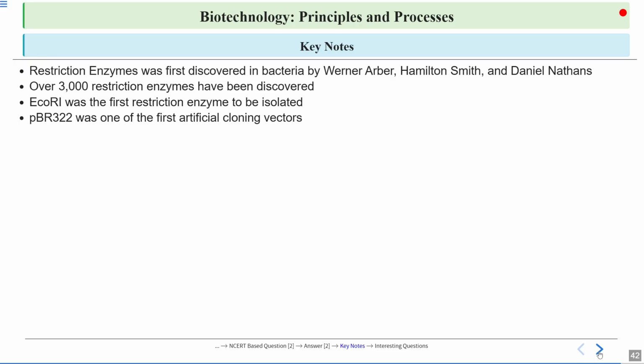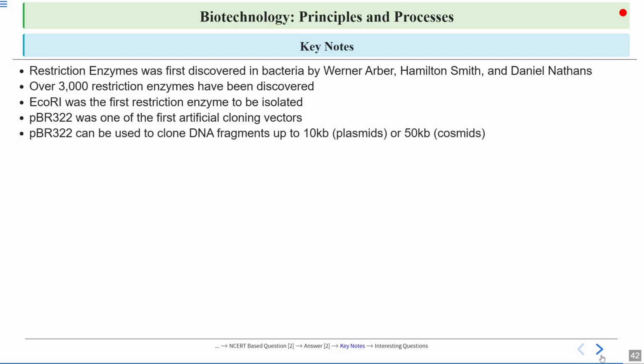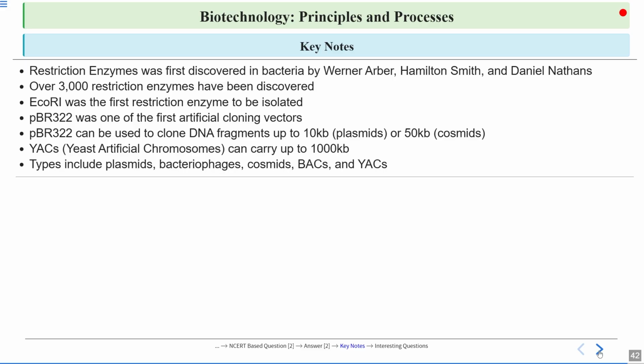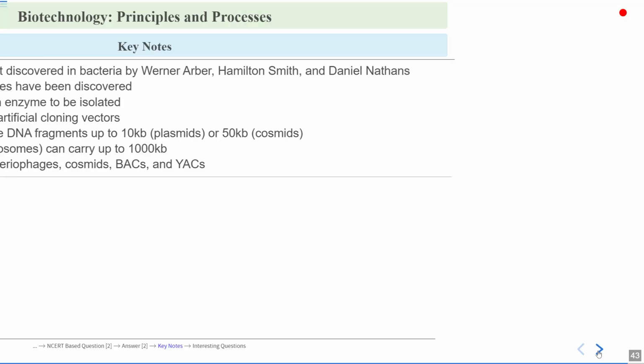pBR322 was one of the first artificial cloning vectors, and it can be used to clone DNA fragments up to 10 kilobase pairs plus in the case of plasmid and 50 kilobase pairs in the case of cosmid. YAC, that is yeast artificial chromosome, can carry up to 1000 kilobase pairs, and vectors typically include plasmid, bacteriophage, cosmid, BAC, and YAC.